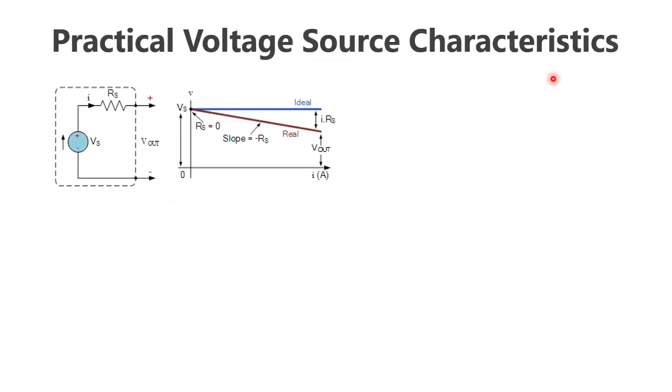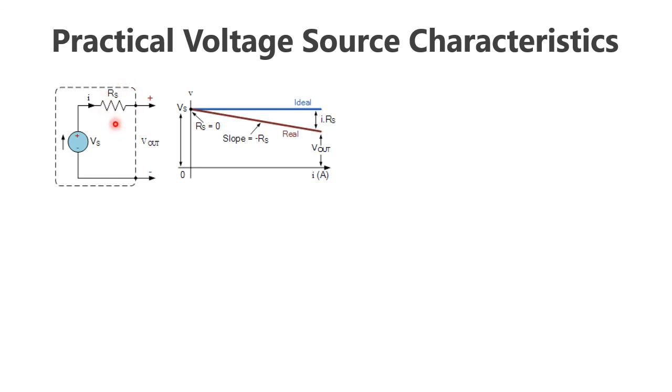Practical voltage source characteristic. So here is a circuit diagram of our voltage source. Here they have marked RS. So what is RS? Here RS is the internal resistor, because we are dealing with the practical voltage source, not the ideal voltage source. The practical voltage source contains the internal resistor, so that resistor we have marked as RS. So this is a resistor.